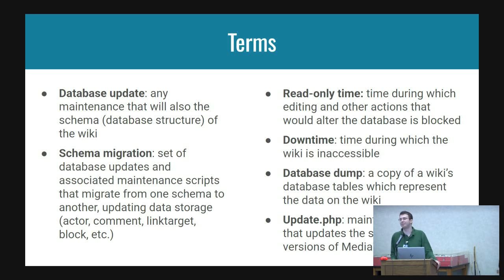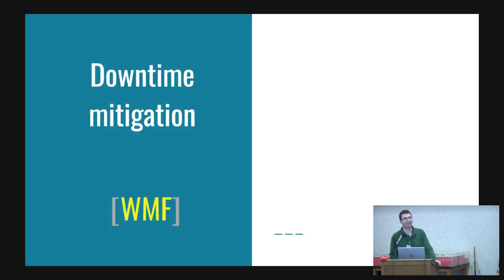Finally, update.php is a maintenance script that updates the schema for new versions of MediaWiki. It's called update.php because that is the file name, but it's not supposed to be run as just php update.php anymore. I believe you now invoke it with php maintenance/run update because they're migrating away from just running these scripts directly.